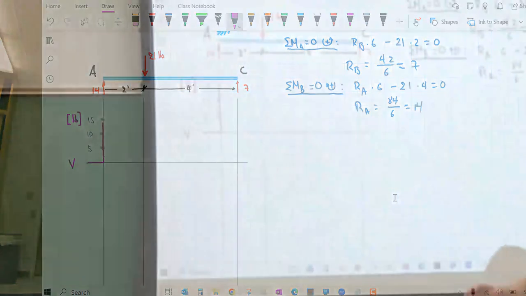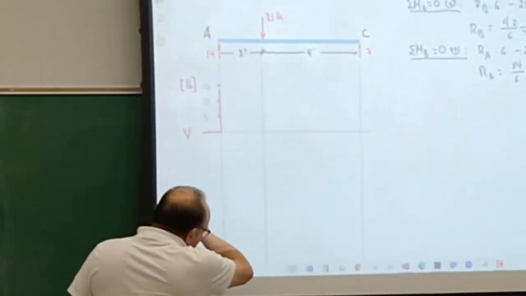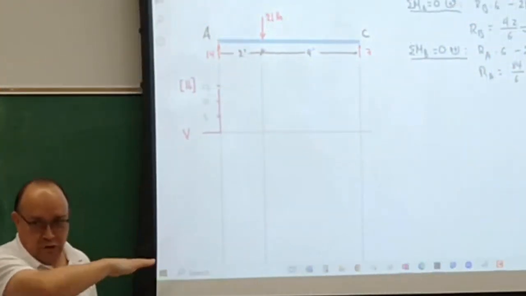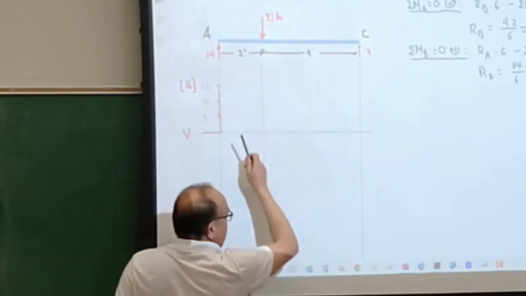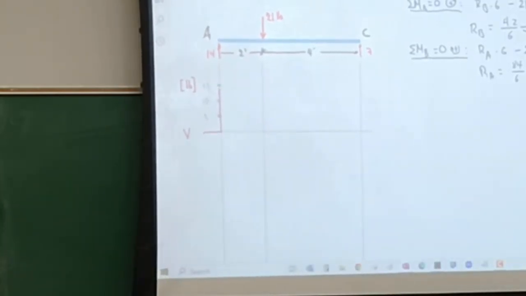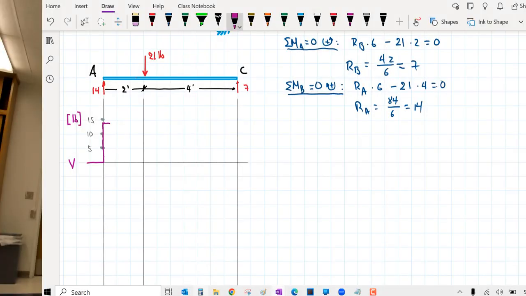If they don't tell you to do anything, just keep going horizontal. You always go horizontal. So you keep going here horizontal. How do you do that? Boom! What do you do here?